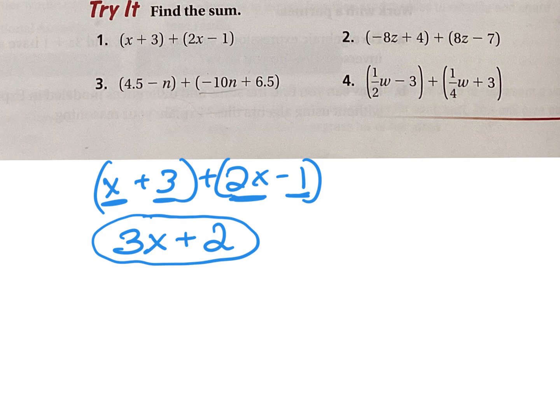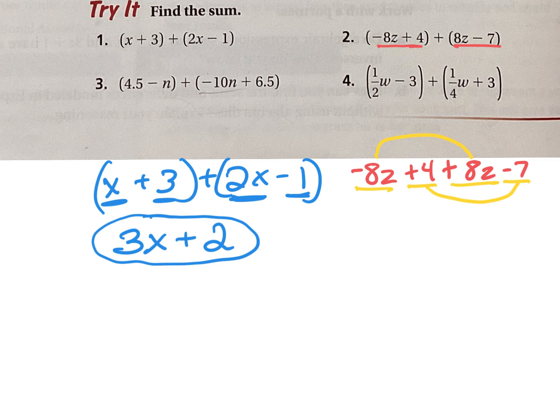All right, let's do number 2. We'll do this one in red. Negative 8z plus 4. And I'm kind of looking right here, and I know that you can't do anything with those, so I'm not even going to put the parentheses there. Plus 8z minus 7, and I know that I have a term here, a term here, a term here, and a term here. 4 terms. I'm going to put my like ones together, the z's together, and I'm going to put the constants together.